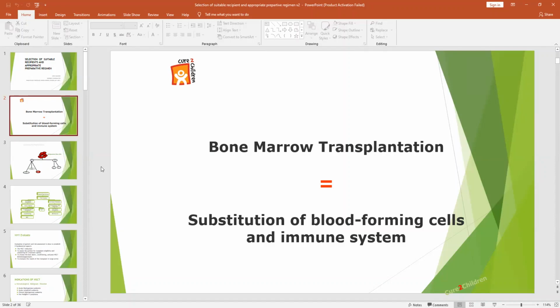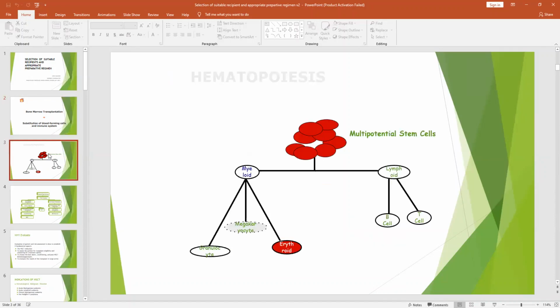And the hematopoiesis, the main precursor cells of the hematopoietic cells, arises from the myeloid and the lymphoid. Myeloid is divided into three further cells, that is the megakaryocyte, granulocyte, and the erythroid. While the lymphoid is divided into two cells, that is the B cells and T cells.